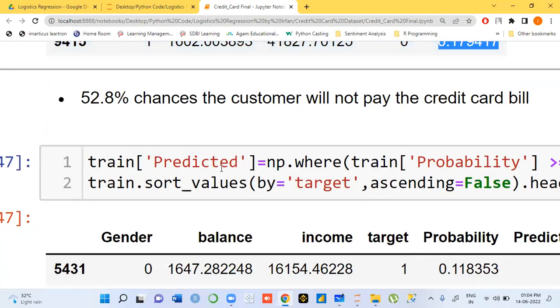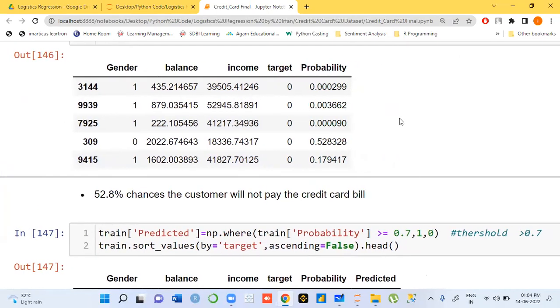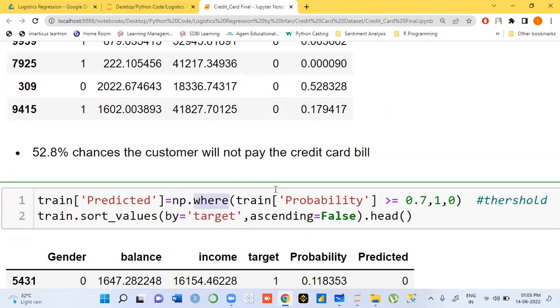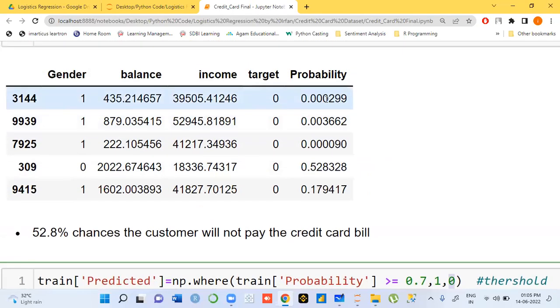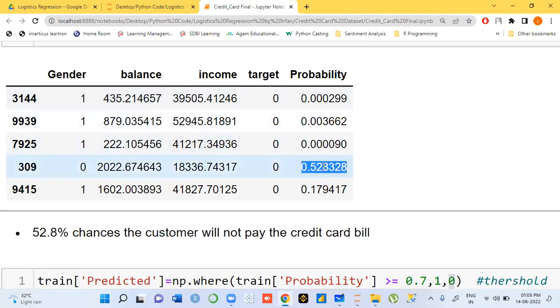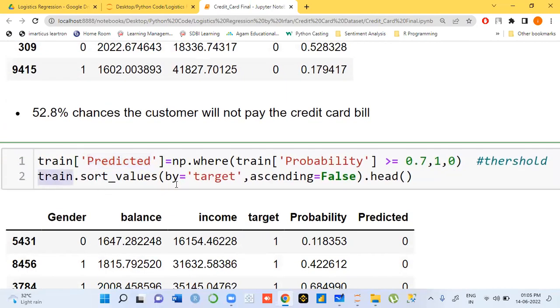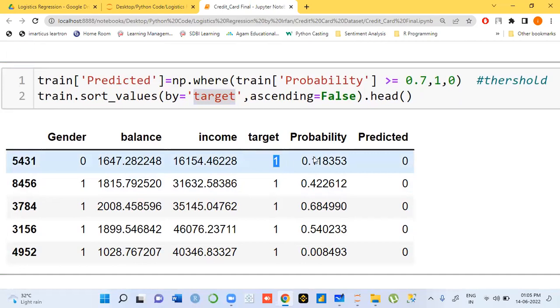The next one. Now, guys, we have probability. What is the threshold? 70. So you use np.where on the train column named probability: if it is greater than or equal to 0.7, give the answer as 1, otherwise 0. So wherever the probability is more than 0.7, I'll get 1. Assigning in train, making a new column called predicted. After that, I'm sorting data by target. This is your actuals. If you want, I can sort this way also, guys.